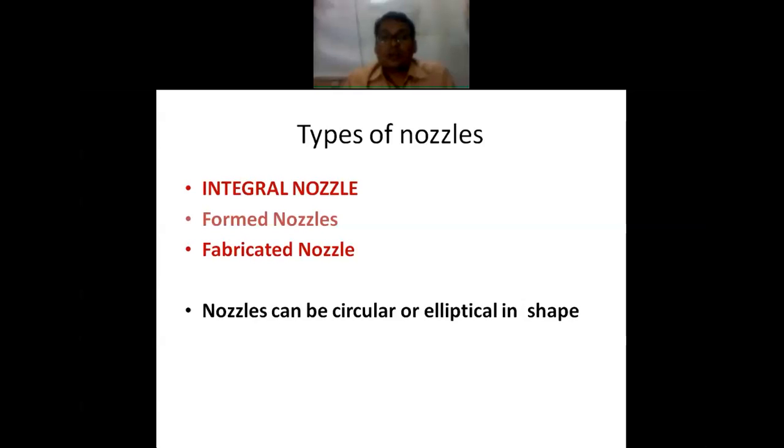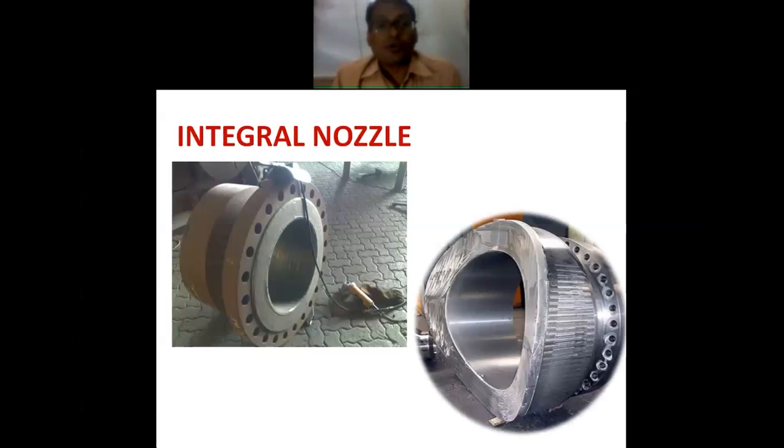Integral nozzles, formed nozzles, and fabricated nozzles. Nozzles can be either circular in shape or elliptical in shape also. Now the integral nozzle. This is the one-piece nozzle that is available.